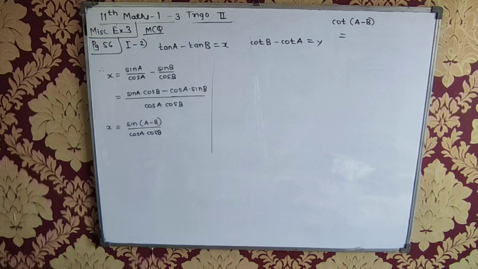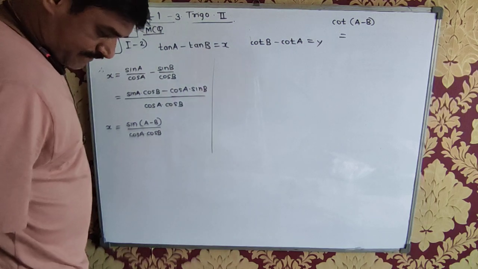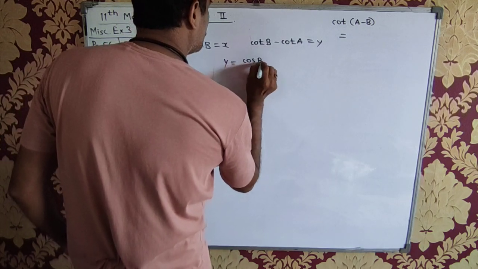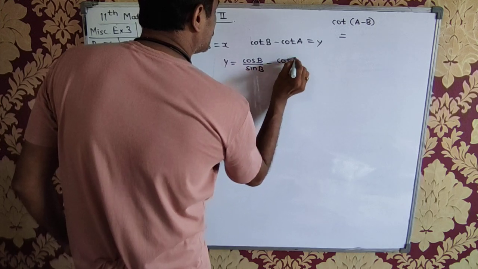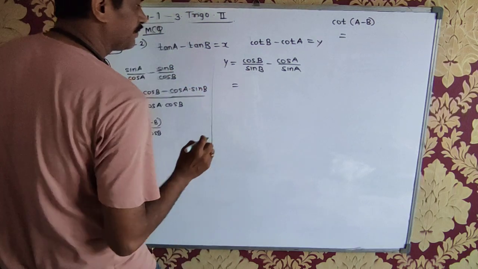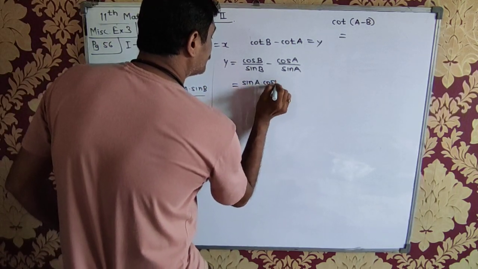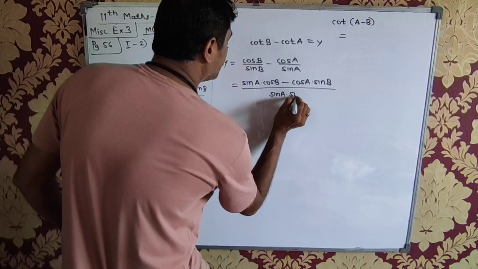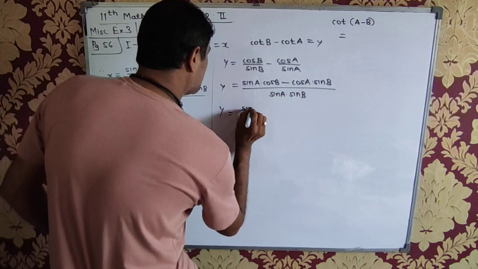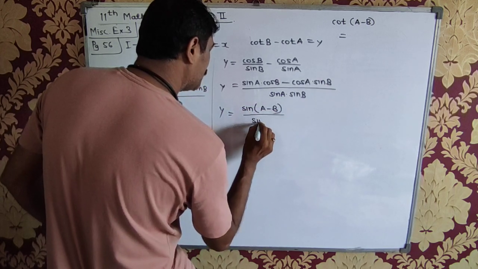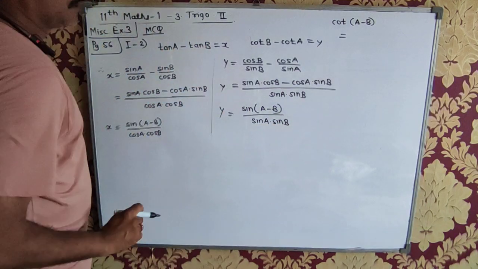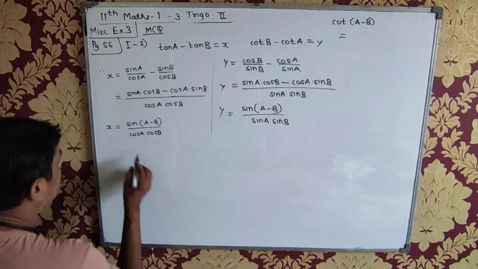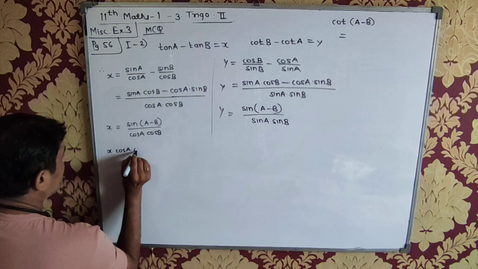Similarly, can I work it out for y also? Yes. What will you get there? Cos A upon sin A minus, y is equal to cos B upon sin B minus cos A upon sin A. Let us take the LCM. This is sin A cos B minus cos A sin B upon sin A into sin B. Therefore y is equal to sin of A minus B upon sin A sin B.